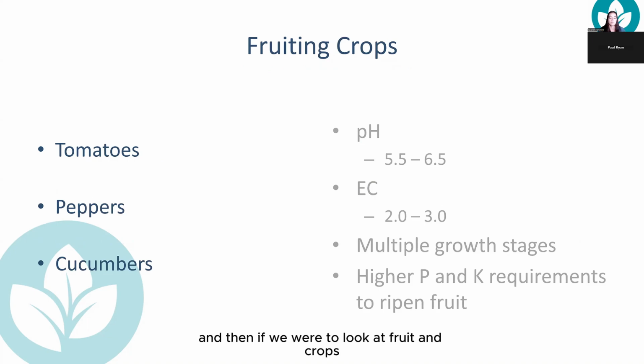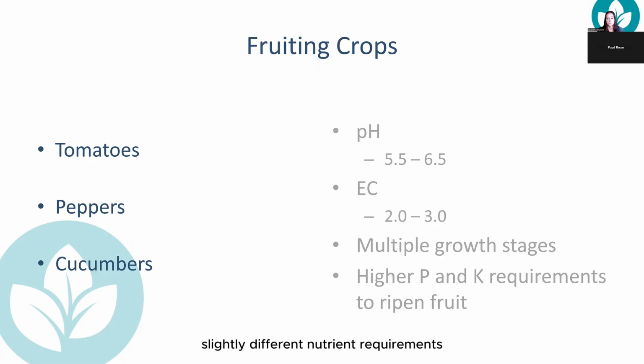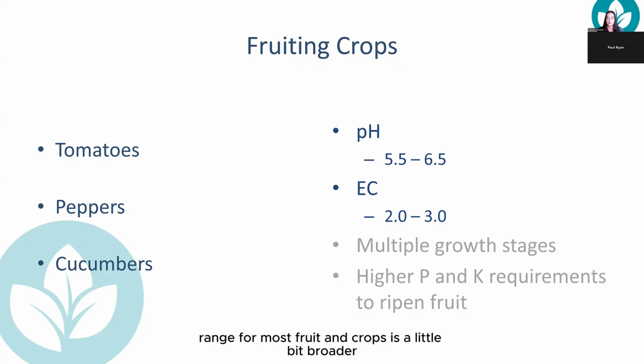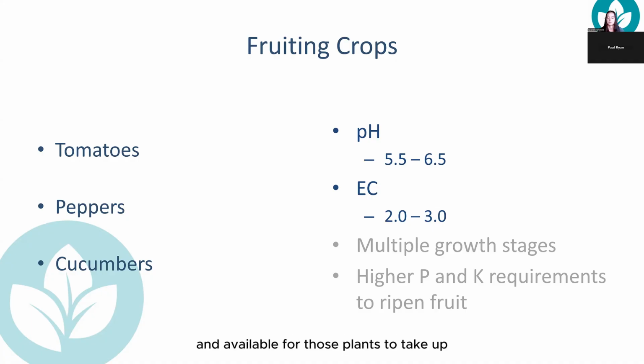And then if we were to look at fruiting crops like tomatoes, peppers, and cucumbers, these are going to have slightly different nutrient requirements. So the pH range for most fruiting crops is a little bit broader than with leafy greens. You usually can stretch it to more of a 5.5 to 6.5 range and still have all those nutrients be perfectly soluble and available for those plants to take up.